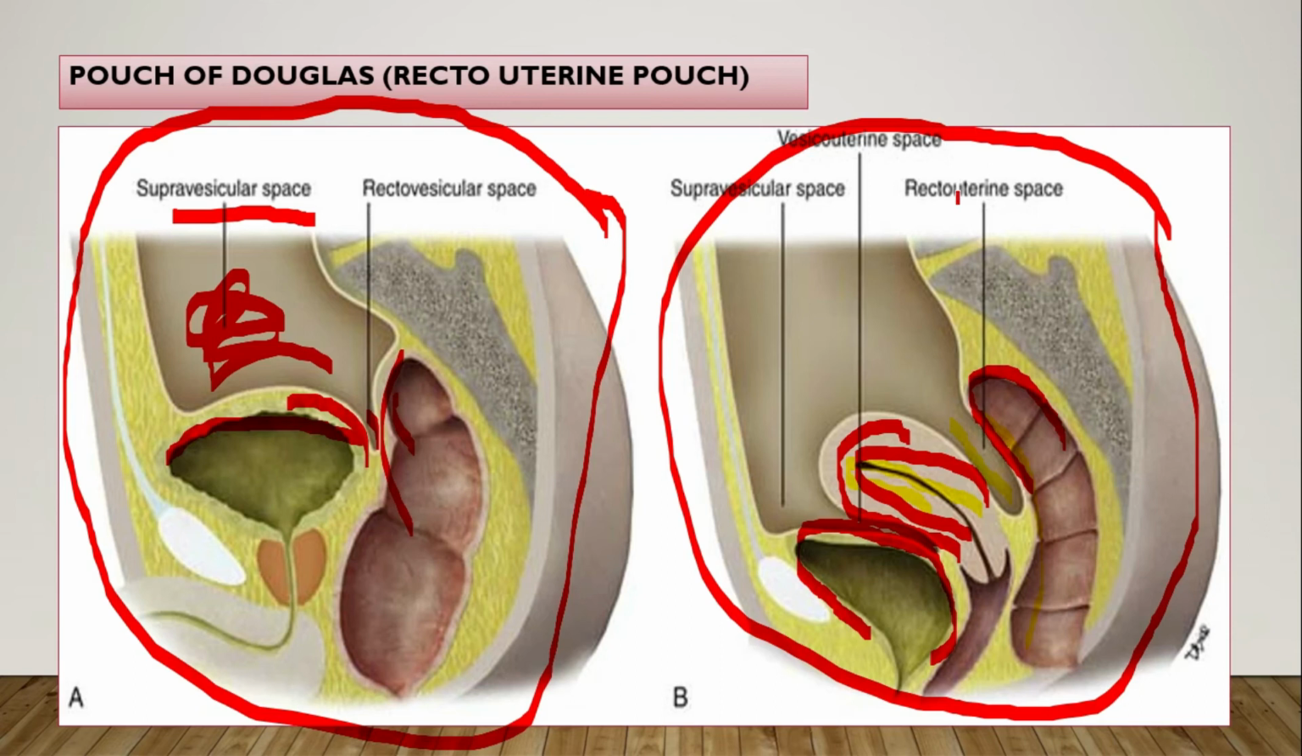I hope you understand the main point about the pouch of Douglas, which is very important. Some of the terms are the rectouterine space, the space present between the rectum and the uterus; the vesicouterine space, the space present between the bladder and the uterus; and the supravesical space, the space present above the bladder. In the case of male, there is no uterus, so here we have only two spaces: the rectovesical space, the space present between the bladder and the rectum, and the supravesical space, the space present above the bladder. The supravesical space is common to both male and female, but the rectouterine space is present only in the female.